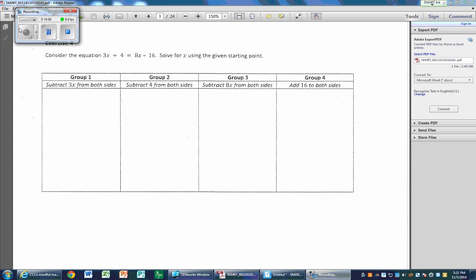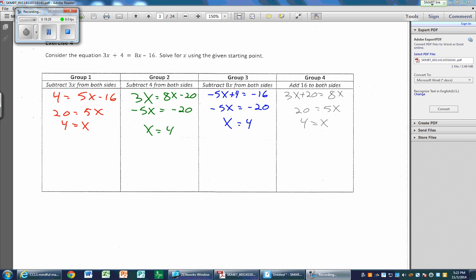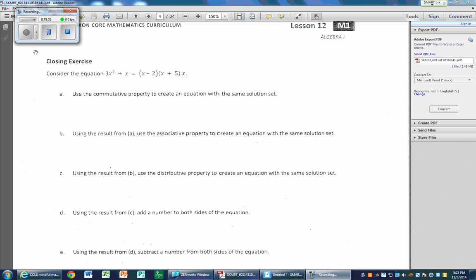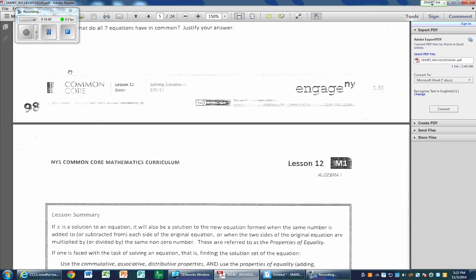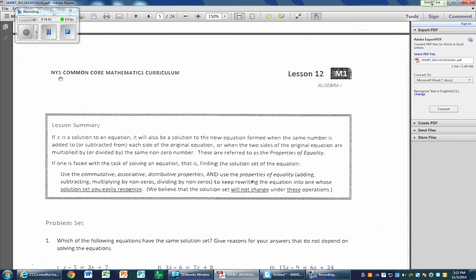Once you've solved it, should every group have exactly the same answer? Is x exactly the same thing in each part? Talk about it. Shazam! We have exactly the same answer for all of them. This closing exercise is a nice mental manipulation. However, what I want you to do is turn to the next page after.